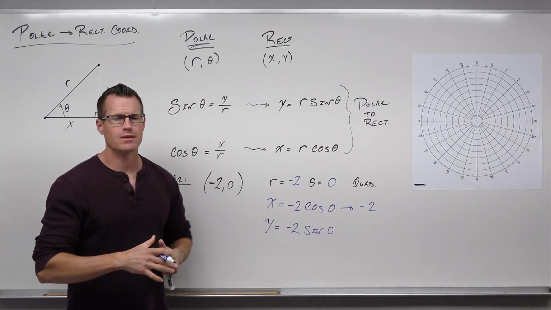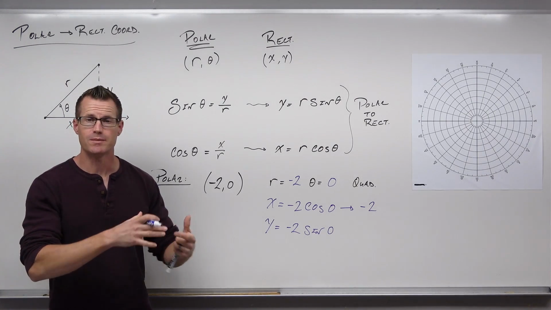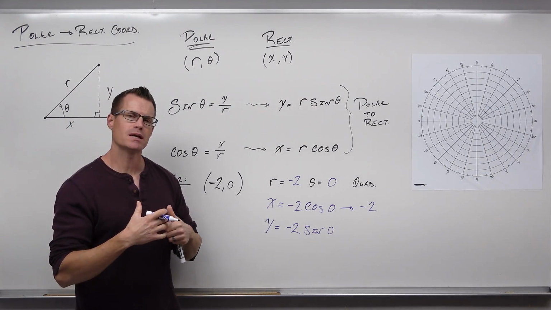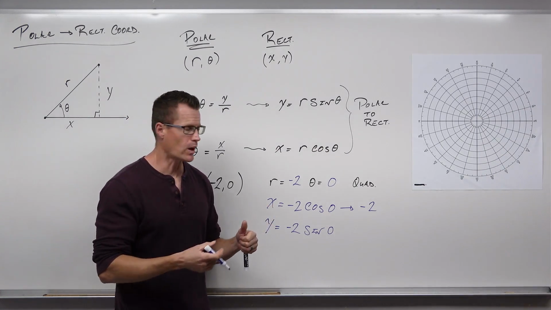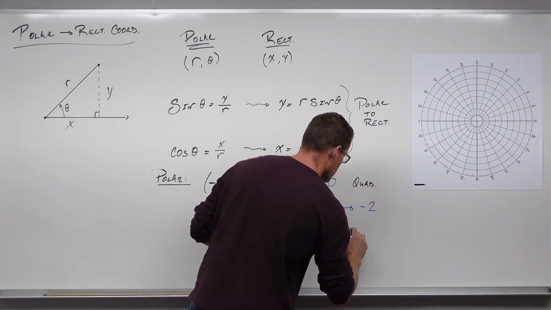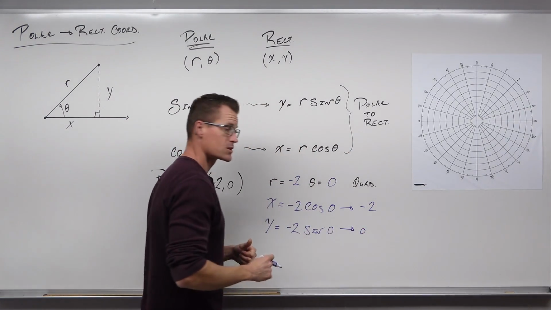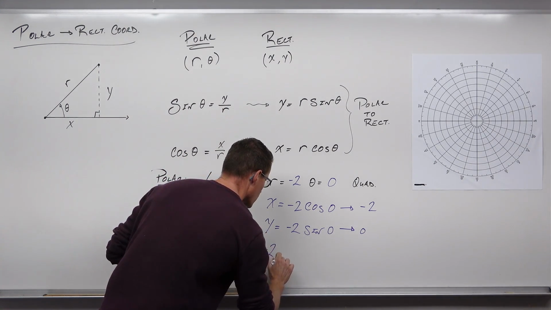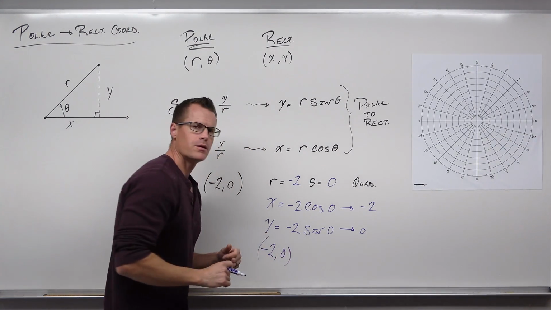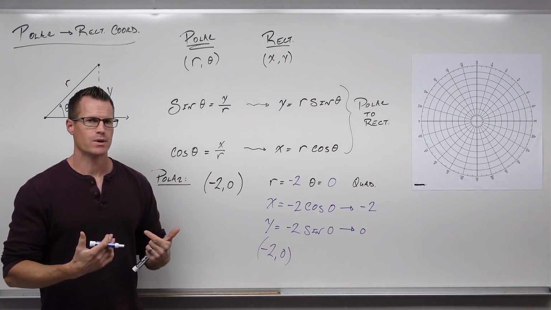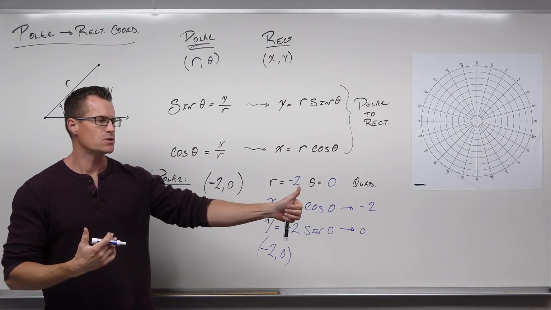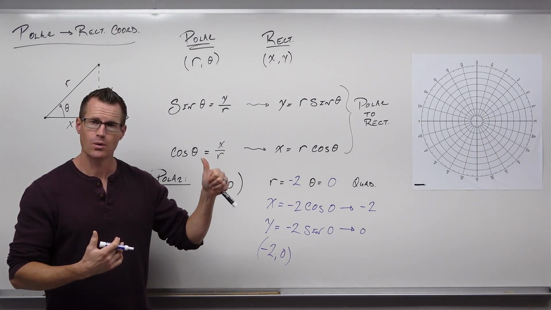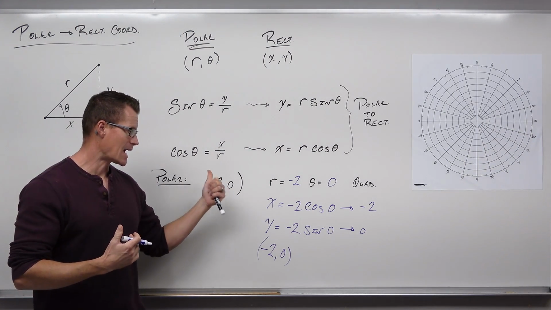We do the same exact thing for the y-coordinate, but we're using sine because sine relates to our y. Sine of 0 is actually 0. So -2 times 0 is 0. The y-coordinate here is 0. And so we get this point, -2, 0. Think about where that would be on the rectangular coordinate system. -2, 0 is on the x-axis you go -2, on the y-axis you go 0. This is exactly the same point.